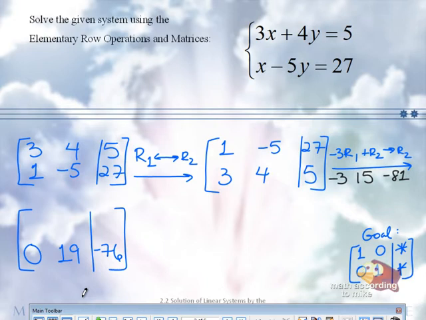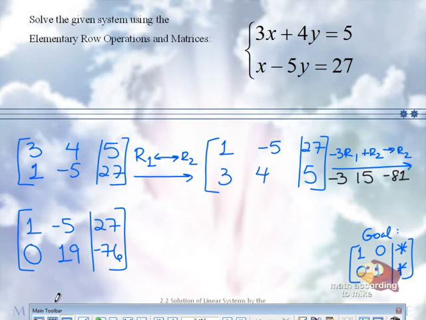To top it off, write back your first row. 1, negative 5, 27. You might ask, well, didn't we just multiply the first row by negative 3? Yeah, we did. But by writing it off to the side, we saved ourselves the step of multiplying it by negative 3 and then dividing by negative 3 to get our 1 back. So that's why I'm saying just write those numbers off to the side. It'll save you 2 steps.